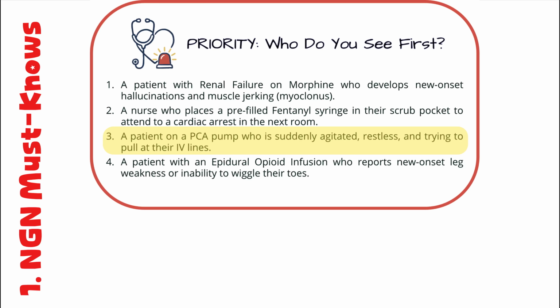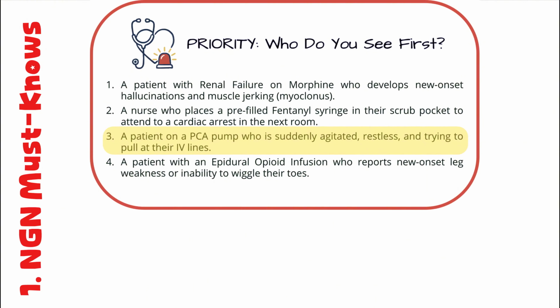If you chose the patient on a PCA pump who is suddenly agitated, restless, and trying to pull at their IV lines, you saved a life. Restlessness is the brain's first cry for oxygen. If you wait for them to get sleepy, you've missed the window for severe respiratory depression.